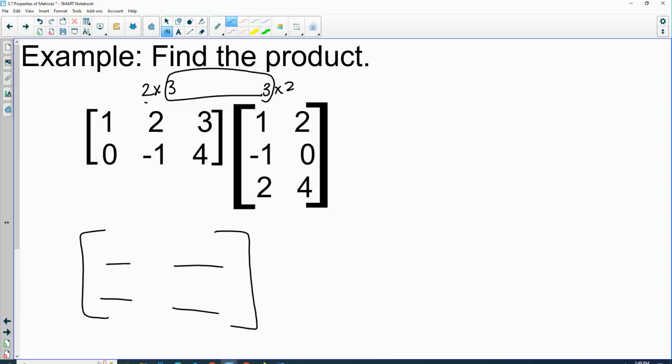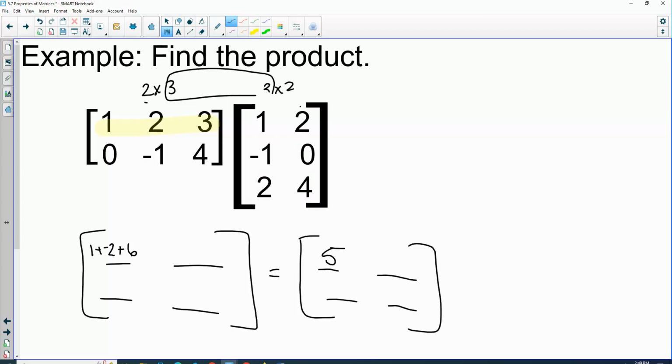So we take row 1 times column 1. So that's 1 plus negative 2 plus 6. Then we take row 1 times column 2. So 1 times 2 is 2, 0 times 2 is 0, 3 times 4 is 12. That gives us a 14.